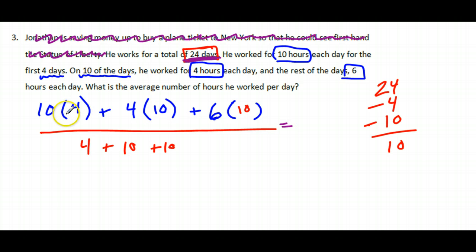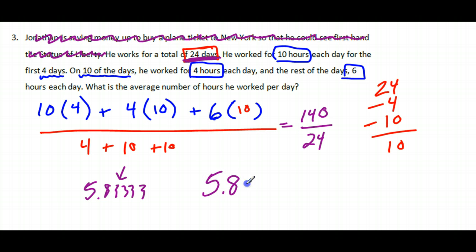Let's do the math here. 10 times 4 plus 4 times 10 plus 6 times 10 is going to give me a grand total of 140. I'm going to divide that by, we said, 24. And we get 5.83333, and that goes on forever, right? So we're just going to round that to the nearest hundredth, and that's going to give me a total answer of 5.83 hours per day.